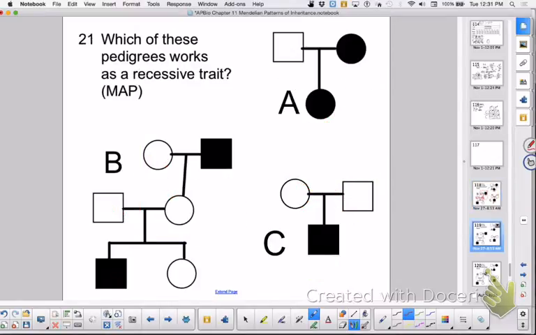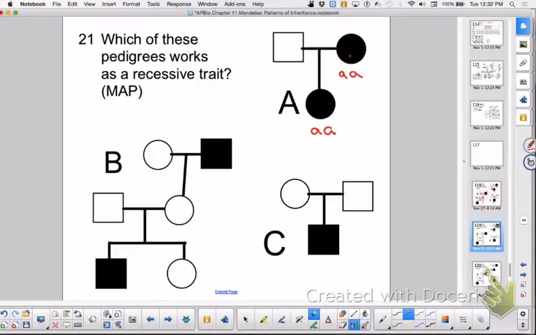Which of these pedigrees would work for a recessive trait? Okay, let's start with this one. Now I'm going to label it a little bit differently. When they have the trait, what am I going to say right here? Little a, okay?